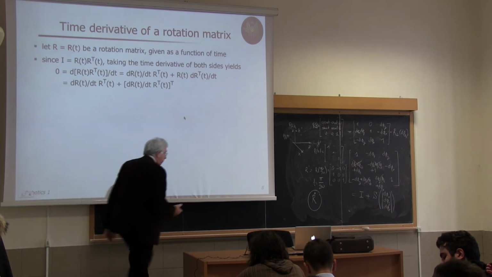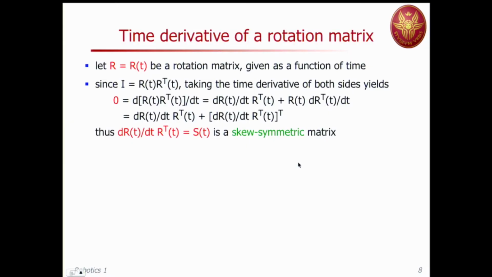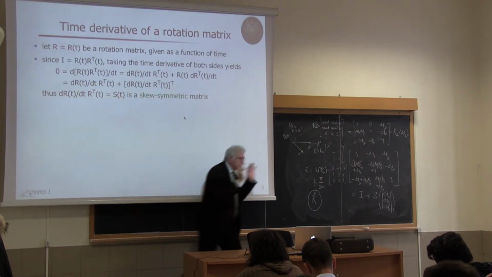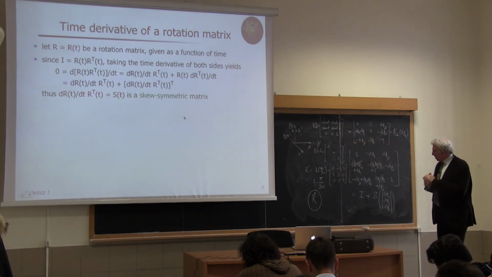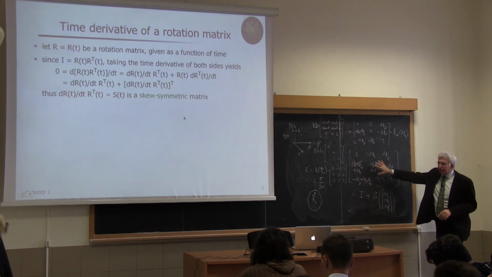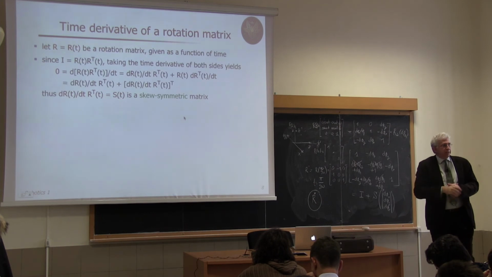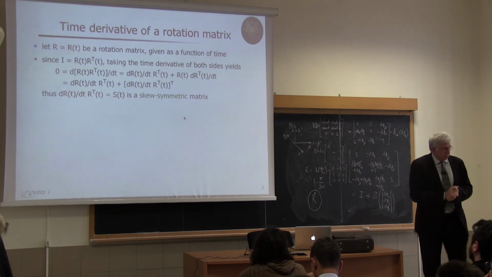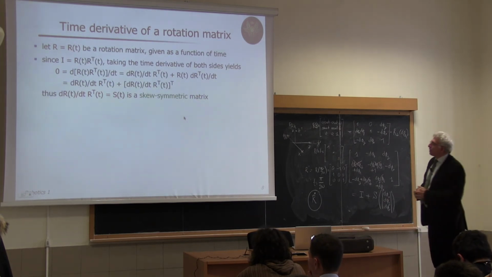So, first conclusion. This matrix is skew-symmetric, and I call it S, S of time. I don't know how it is made, but I know that it's a skew-symmetric matrix. Do you agree with that? If it's a symmetric matrix and you sum it to its transpose, you get twice the same matrix. If it's a skew-symmetric matrix, you eliminate the matrix, okay?